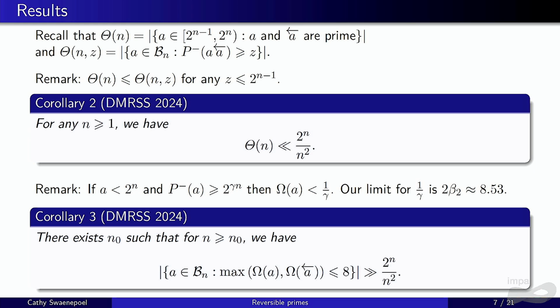So this gives a good lower bound for the number of n-bit reversible almost primes, where almost prime here means with at most 8 prime factors. I said that this is a good lower bound, because 2 to the n over n squared is not exactly the expected size for this quantity. There's just some power of log n missing, which is due to the fact that the almost primes that we detect here with our method do not have small prime factors.